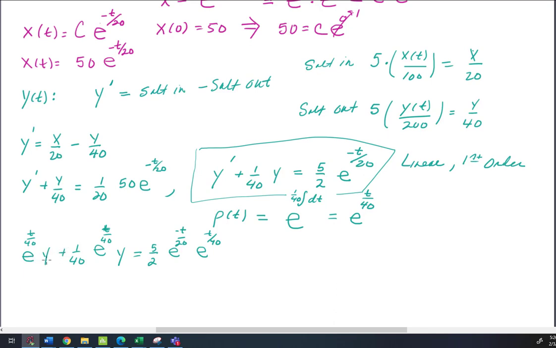First thing to do is to see that over here I've got an expression that looks like it could be the derivative with respect to t of e to the t over 40 y.